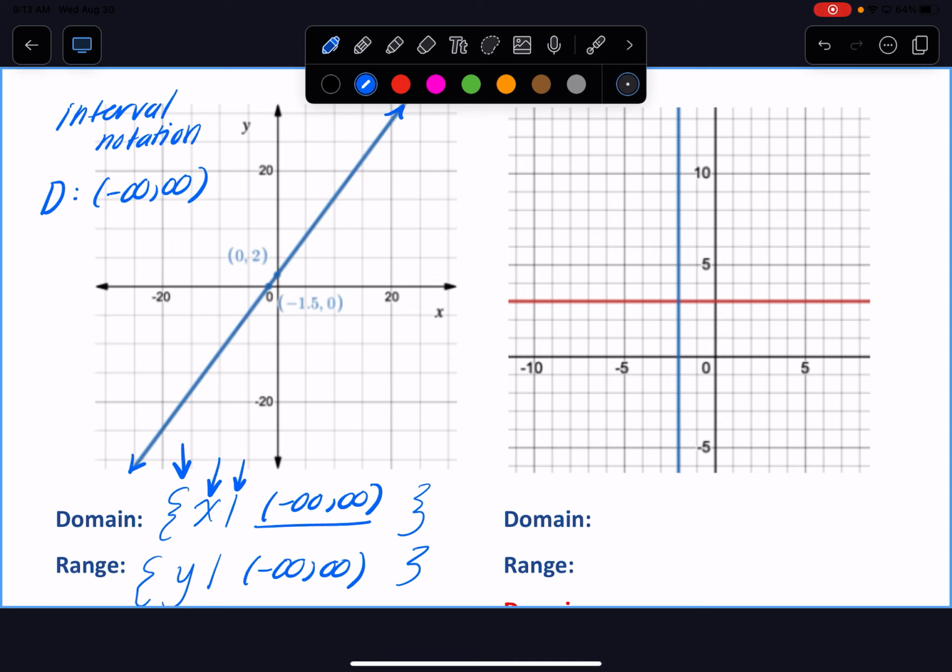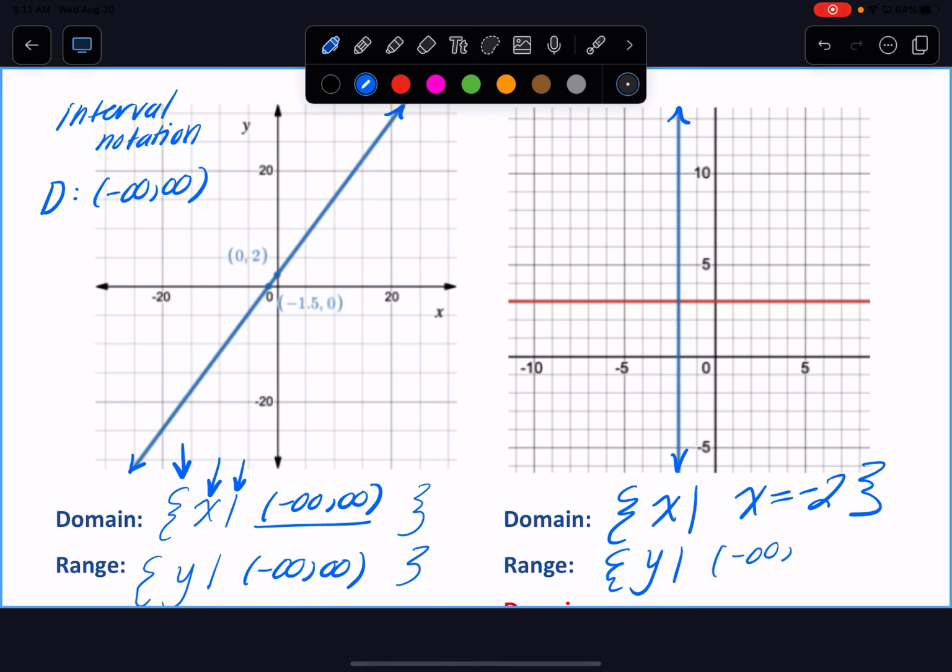Okay, let's go look up here at the blue line, if you will. What's the domain on this bad boy? Domain. Yeah, you're right. It's just -2, period, end of story. x is always -2. So you would say the set of x, and then here's our answer: x always equals -2. Now we'll do our range. We'd say the set for y, and then we do our answer. For the blue line, what's the range from down to up? Negative infinity to infinity. You're right.